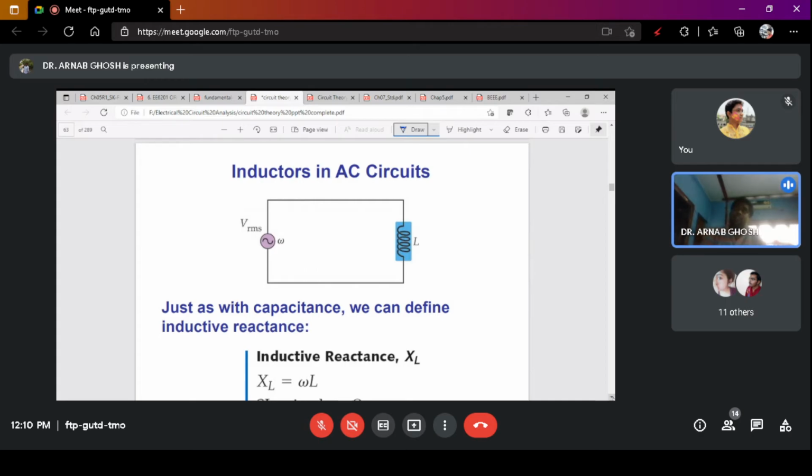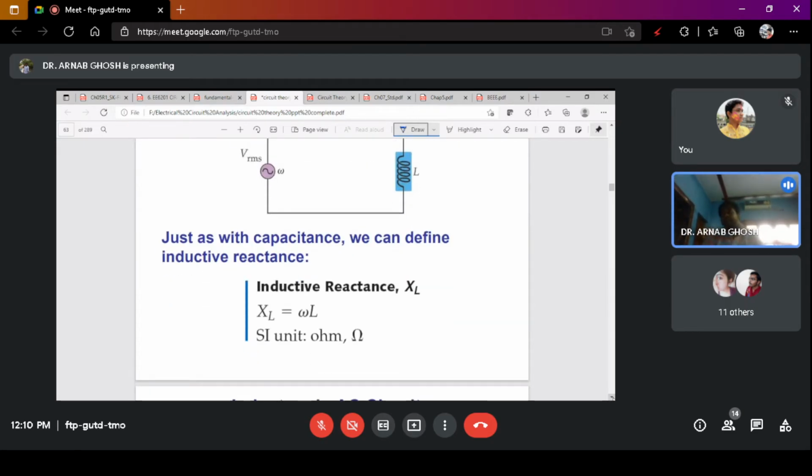As in the case of capacitance, you've got capacitive reactance. Here also you can calculate inductive reactance, but here the inductive reactance will be equal to omega L. For capacitive reactance, you got it as 1 by omega C, but for inductive reactance, this will be equal to omega L. So as you go on increasing the value of the frequency, the value of the inductive reactance increases and the value of the capacitive reactance decreases.